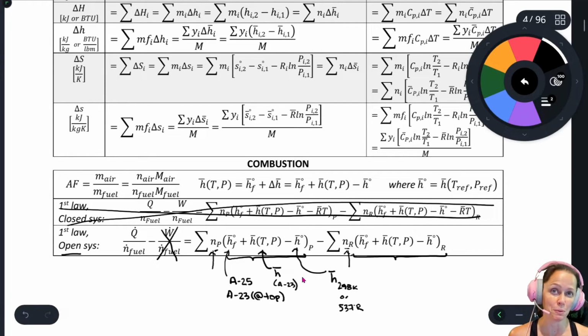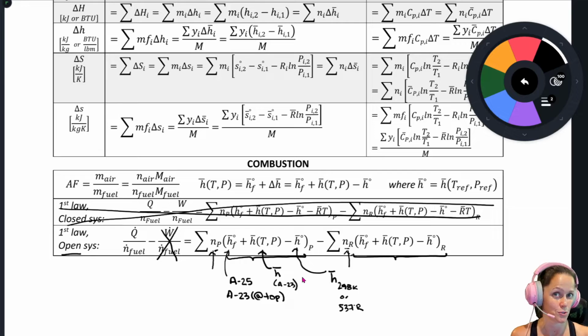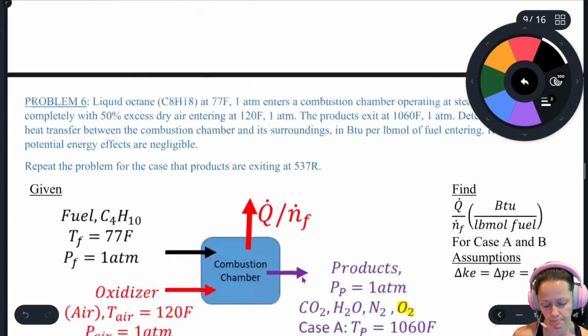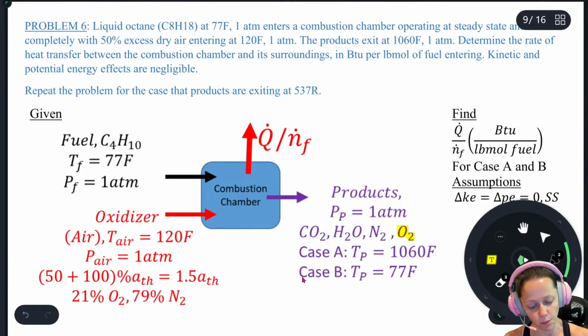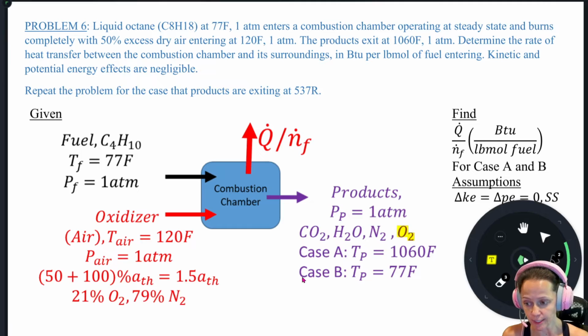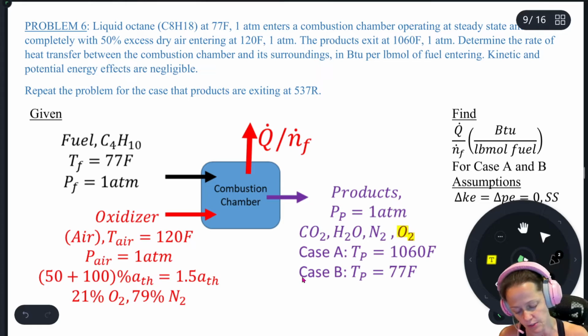So I think it's probably more helpful to just solve a problem and see how all of these terms come together. So let's go do that. Alrighty. So we have liquid octane C8H18 at 77 degrees Fahrenheit, 1 atm, enters a combustion chamber operating at steady state and burns completely with 50% excess air. So you can see 50% plus 100%, dry air entering at 120 degrees Fahrenheit, 1 atm. Everything is exiting at 160 degrees Fahrenheit.